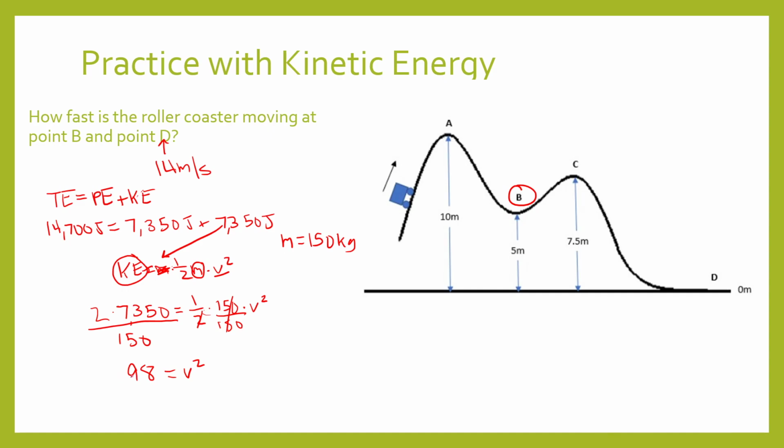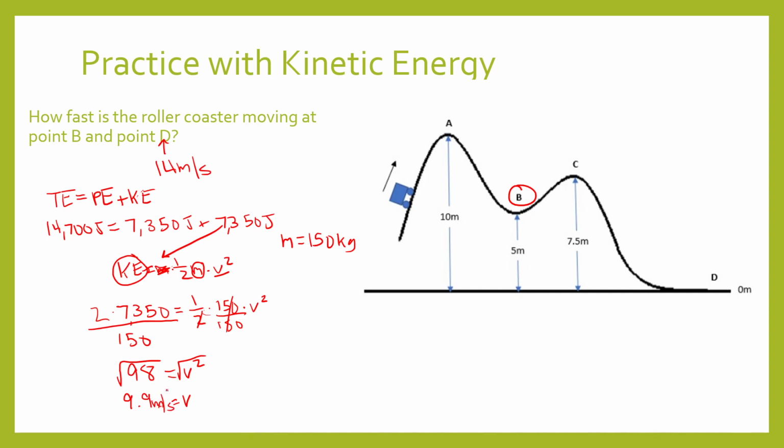Remember, to solve for a square, we're going to take the square root of both sides. The square root of v squared is v. And the square root of 98, if I plug it into my beautiful calculator, is going to be 9.8994. I'm going to call that 9.9 meters per second.